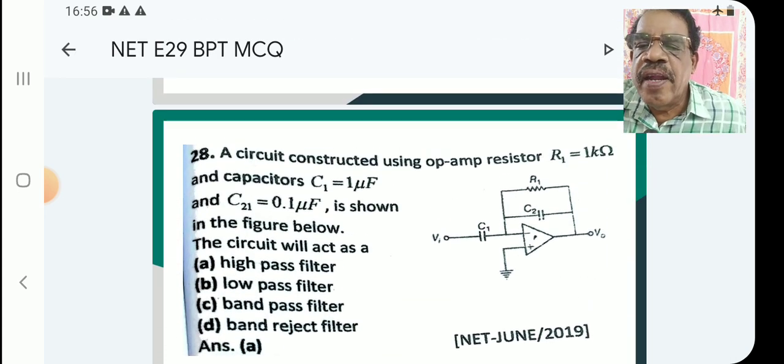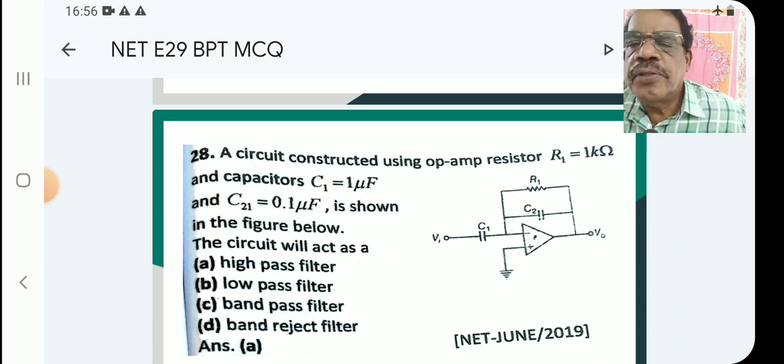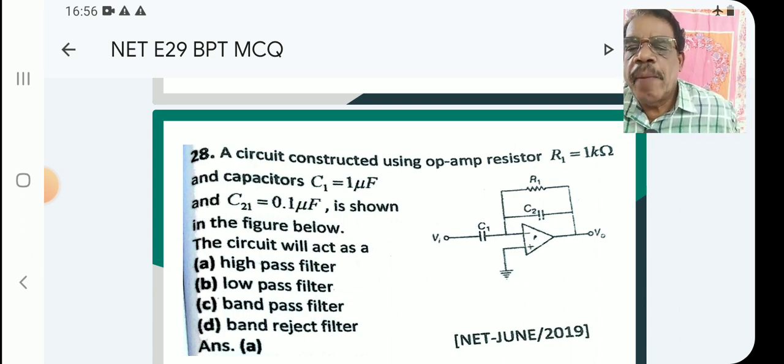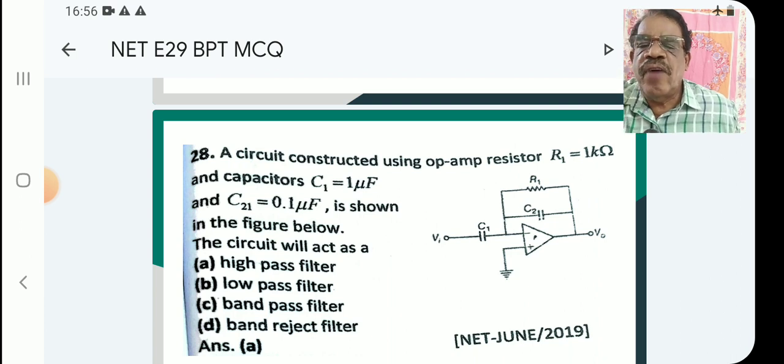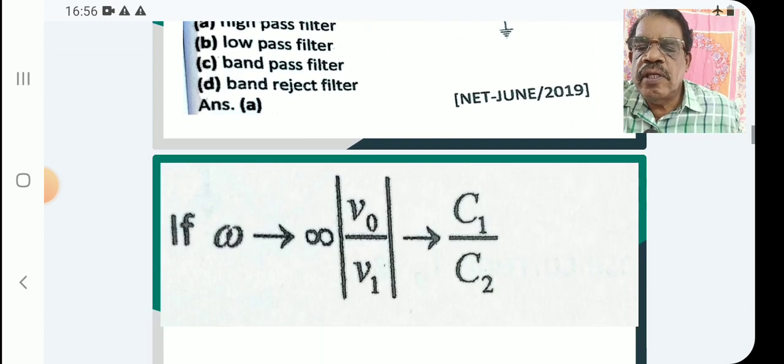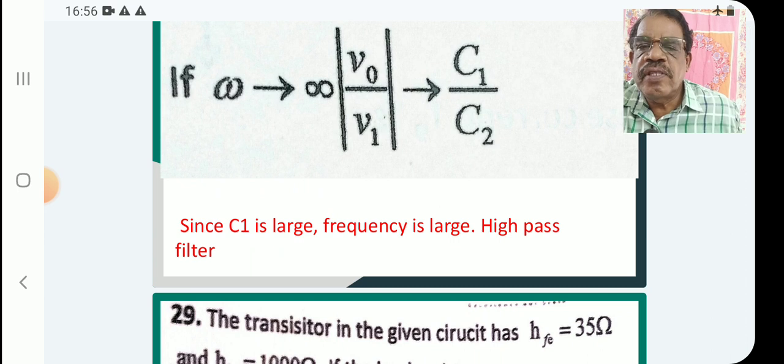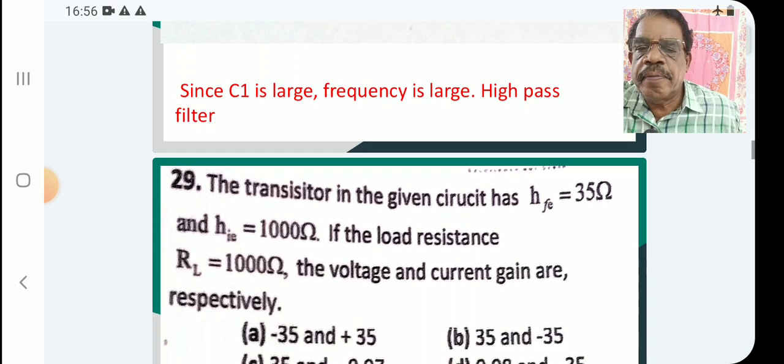C1 is given 1 microfarad, C2 is given 0.1 microfarad. So 1 microfarad by 0.1 microfarad, the value is 10. That is the ratio. The frequency is large, the voltage ratio is high. Frequency large, it is a high pass filter.